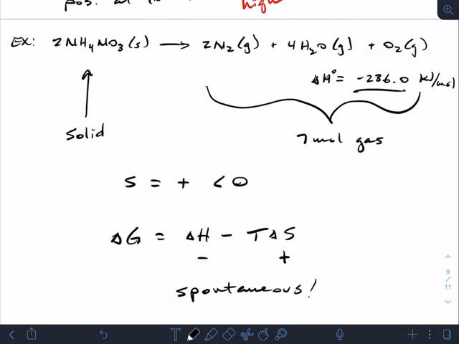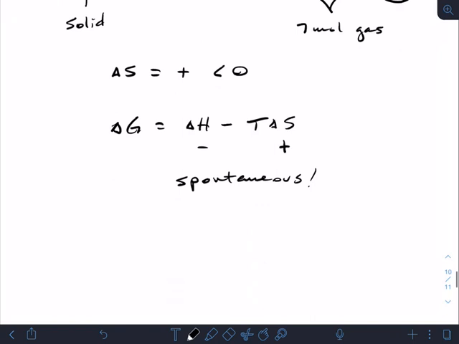Okay? Just given the information for a particular equation, just looking at going from solid to a bunch of moles of gas, I can tell that that's going to be a positive delta S. And this will be spontaneous at all temperatures, because my signs for H and S are opposite. And I let the sign for S tell me that it is a spontaneous process.